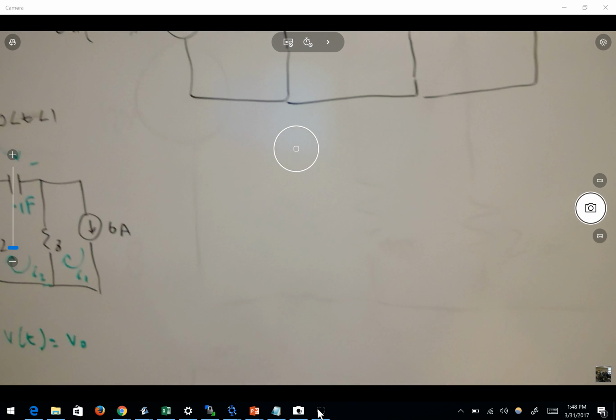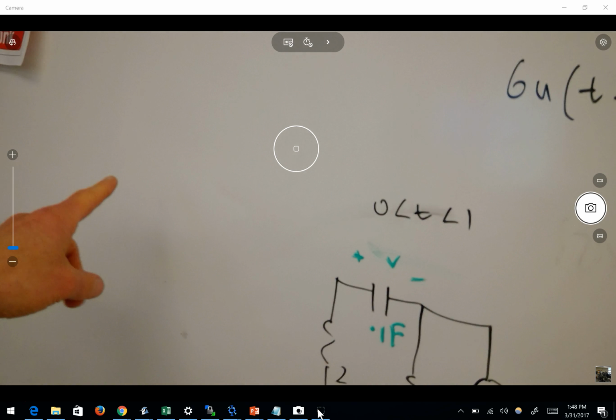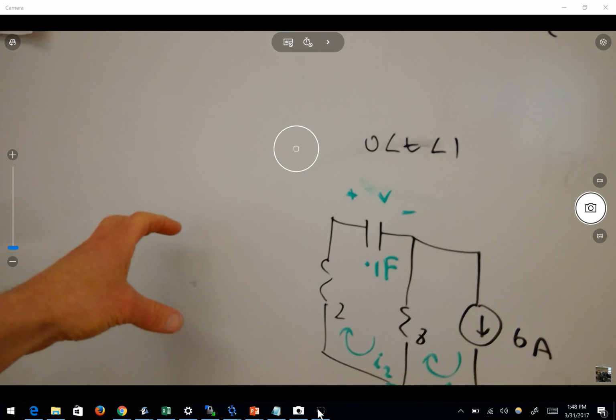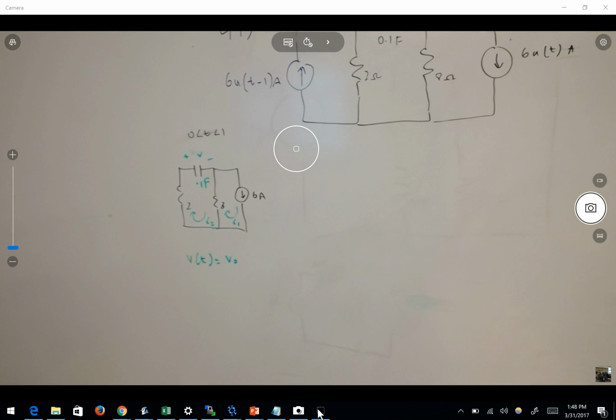The one thing is, you wrote for 0 to 1, but you want to first do it for t less than 0. That's how you find the initial condition. I see. Okay.